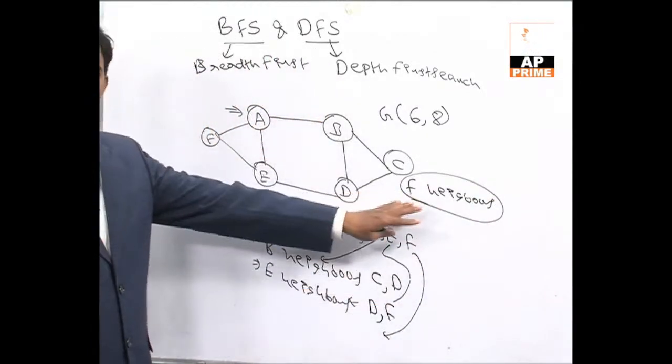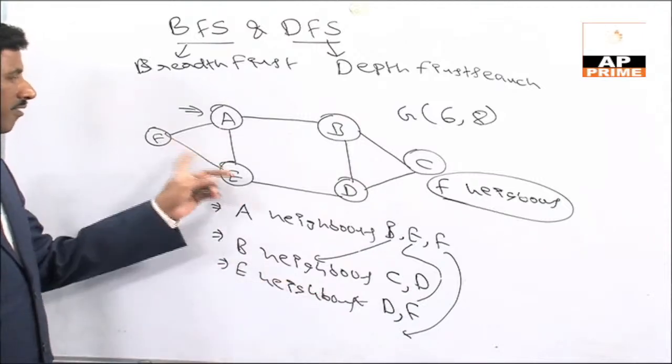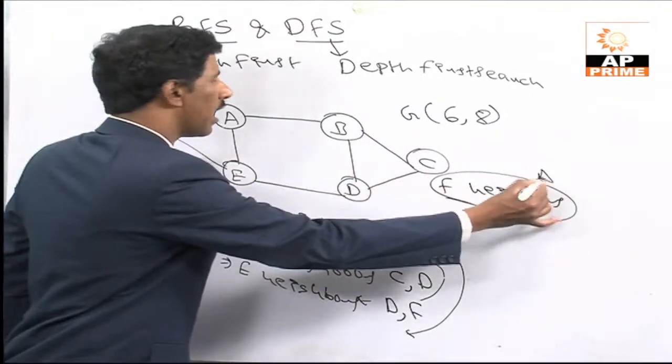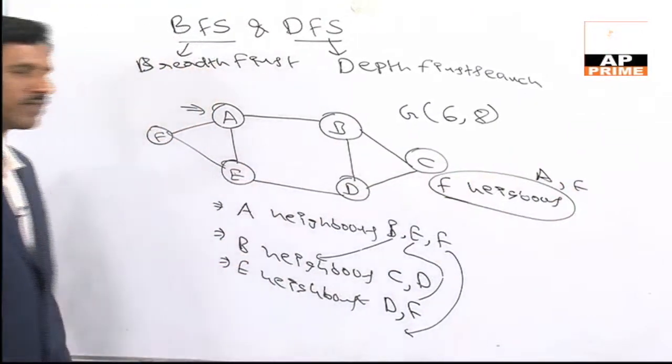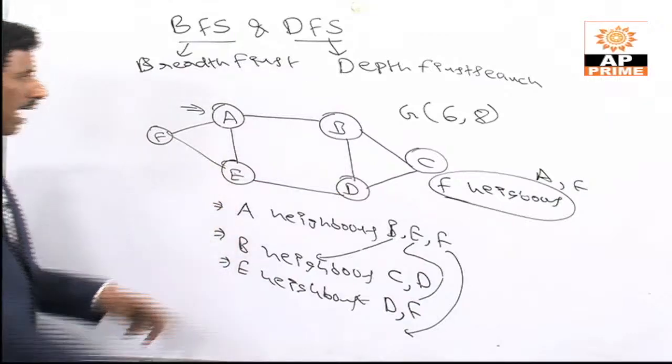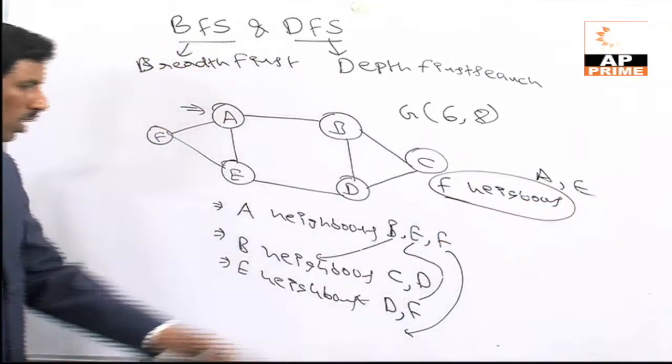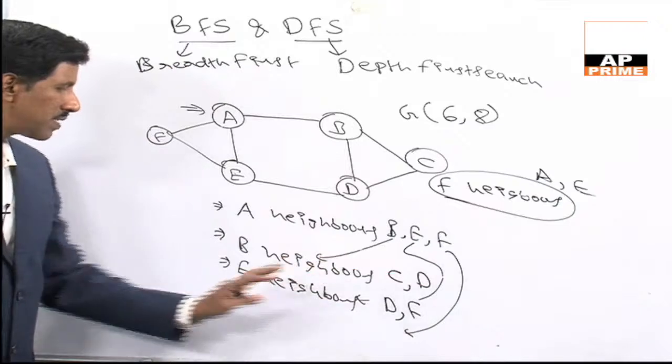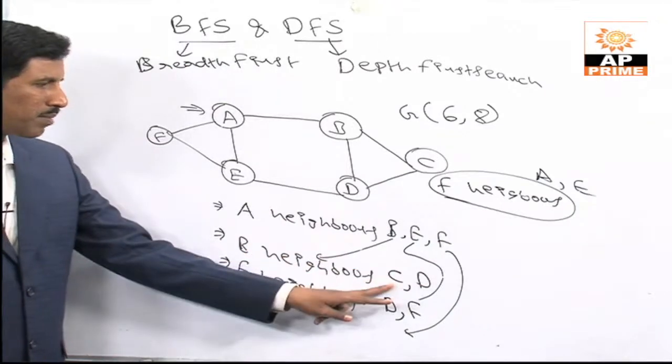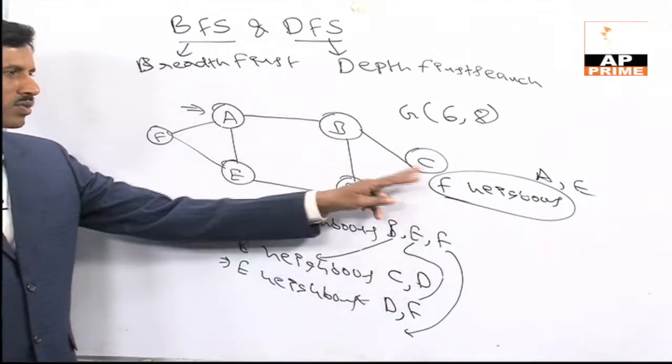F has 2 neighbors, and they are already visited. F neighbors are A and E, both are visited. Now A and E both are visited. Now F is completed, then go for B neighbor. What is the B neighbor? C. C to be started, C.